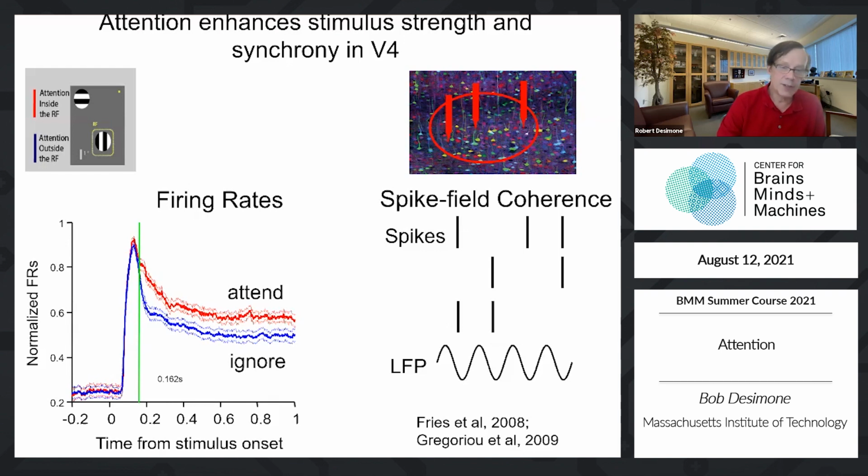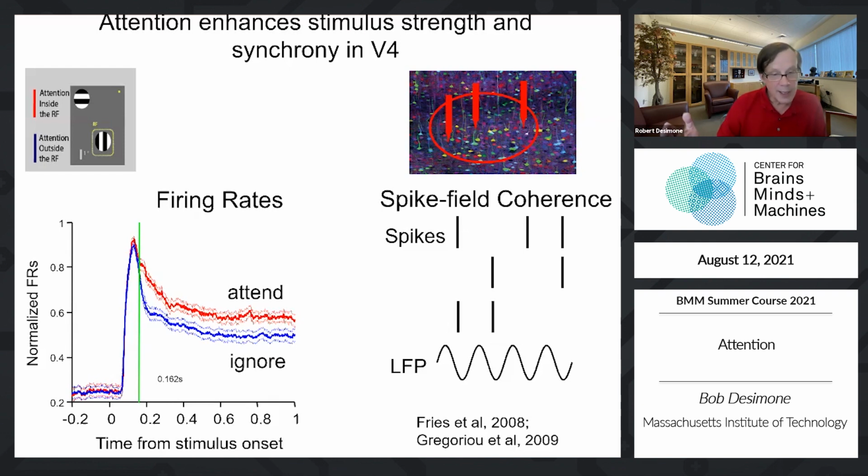So the monkey's trained to fixate that spot, and then there's, say, two stimuli placed on the screen. This dotted box is the receptive field of the cell. There's one stimulus placed inside the receptive field, one stimulus placed outside. And then through task conditions, you can instruct the monkey to pay attention to the stimulus inside the field or the stimulus outside the field, and then plot the response to the stimulus inside the field in both cases.